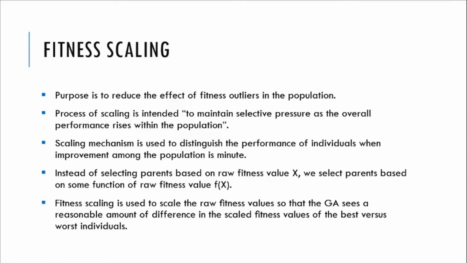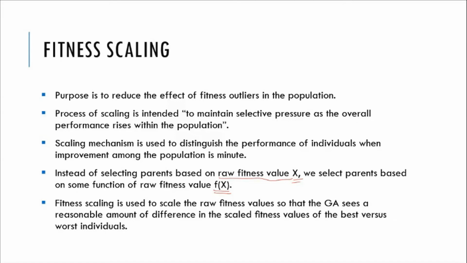So instead of selecting the parents based on raw fitness value X, we select the parents based on some function of raw fitness value. The raw fitness value is the fitness value that is available with us, the fitness value that is not scaled. The original fitness value is the raw fitness value. So we take the raw fitness value as X. If the original fitness value is X, then we consider a function of X, that is f of X. This f of X will give you the scaled fitness value.